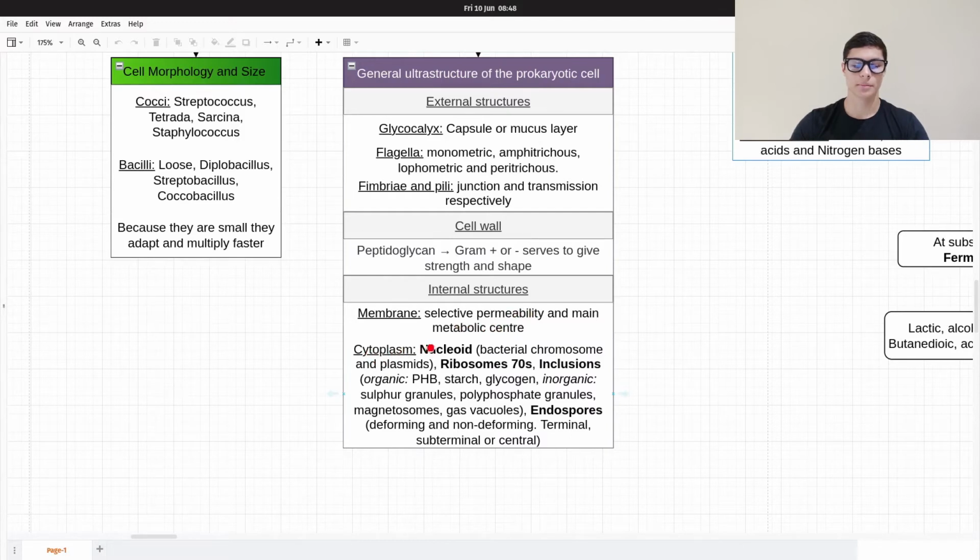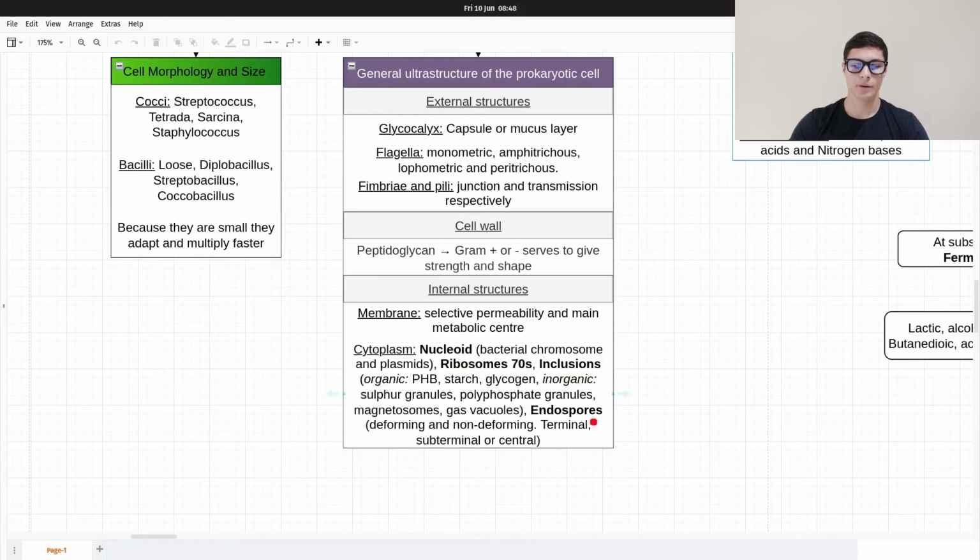And then the cytoplasm, and in the cytoplasm we can find the nucleoid, which is the bacterial chromosome, and the plasmids, and then the 70S ribosomes, and the inclusions that can be either organic or inorganic.